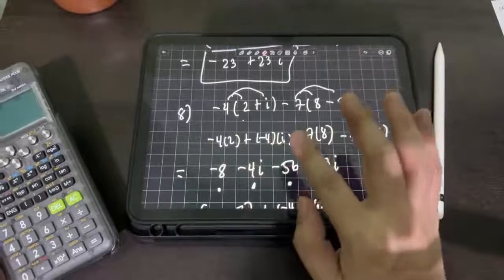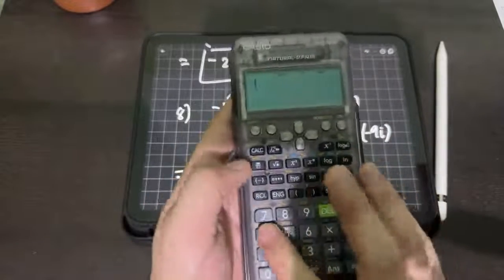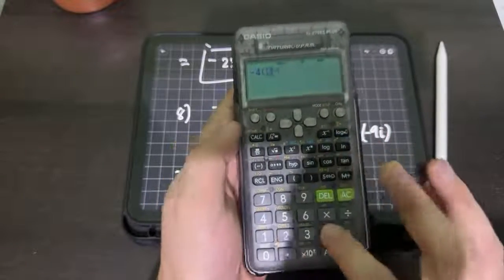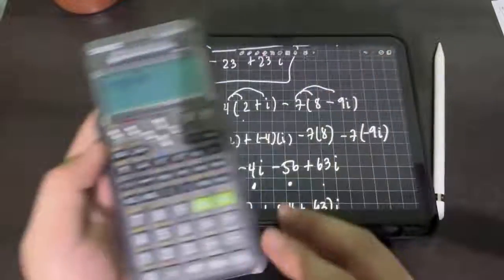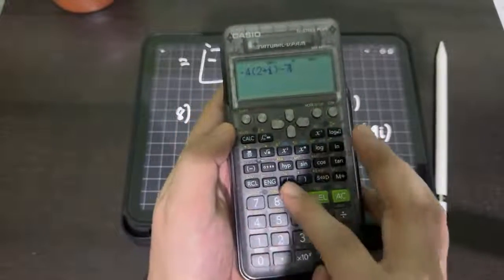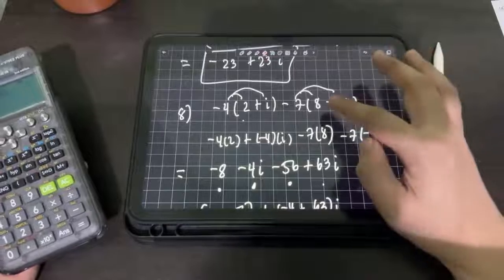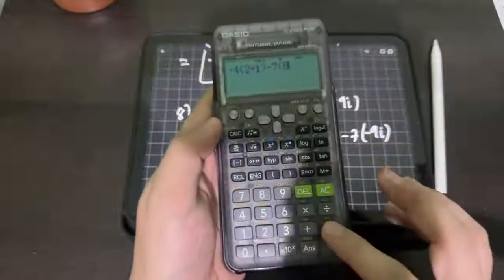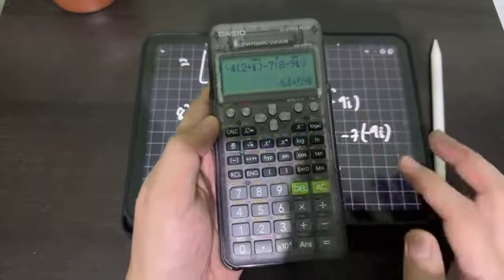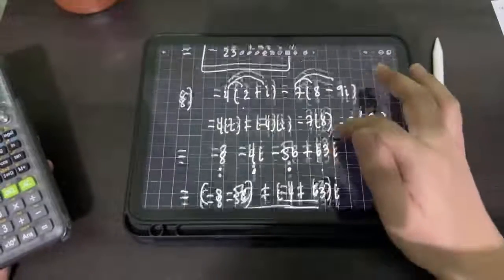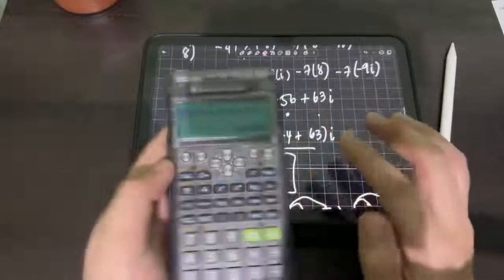Next, negative 4 times 2 plus i. Negative 4, parenthesis, 2 plus i, minus, 7 times, so parenthesis, 8 minus 9i. Okay, negative 64 plus 59i.